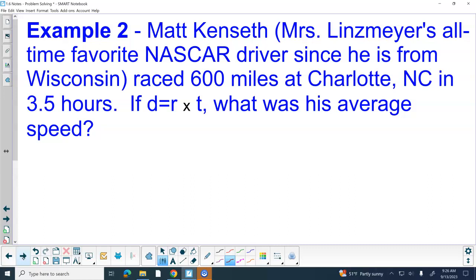Matt Kenseth, who is my wife's all-time favorite NASCAR driver since he is from Wisconsin, and I just left it in there, I change the numbers every year or so, raced 600 miles at Charlotte, North Carolina. He raced 600 miles in 3.5 hours. You find the average speed. Might need a calculator for this.